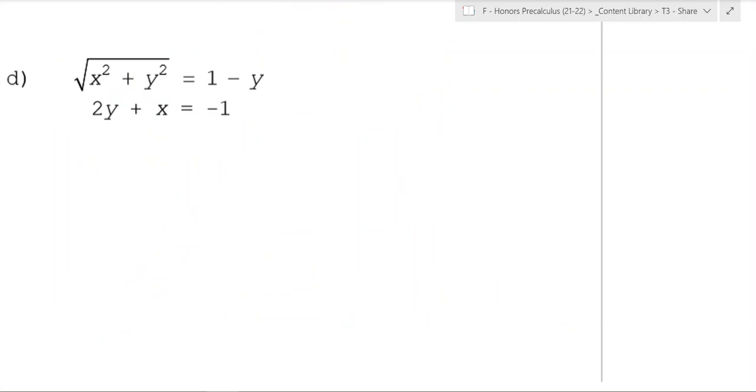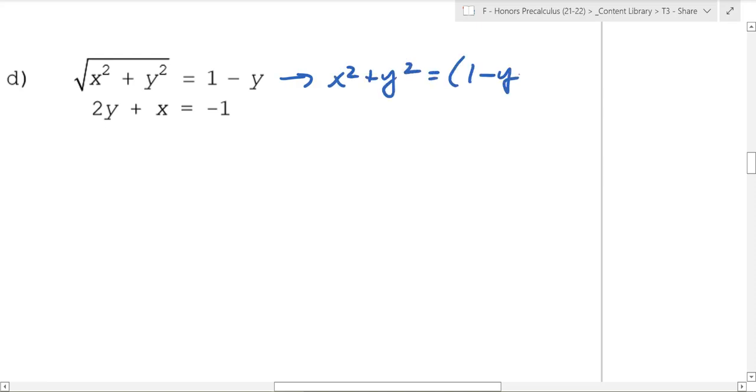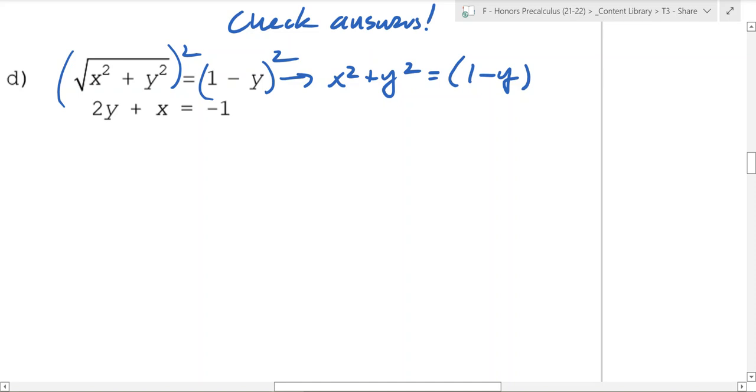On this one, there's a new structure, which is this square root here. The first thing we're going to do is get rid of that by squaring both sides. So when we do that, you're going to end up with x squared plus y squared is equal to 1 minus y. We're squaring both sides, which is totally legal. When you do this, I need you to remember, though, you need to check your answers. You can generate false answers when you do this.